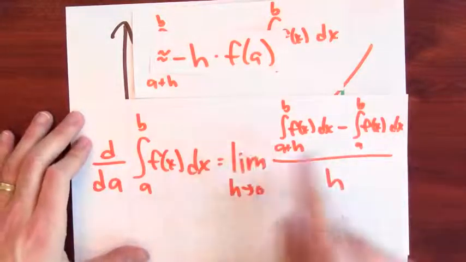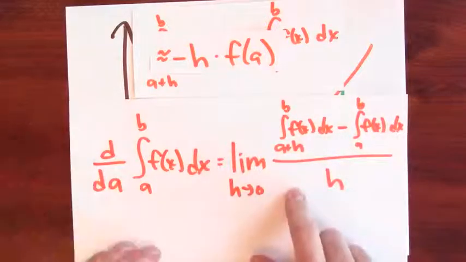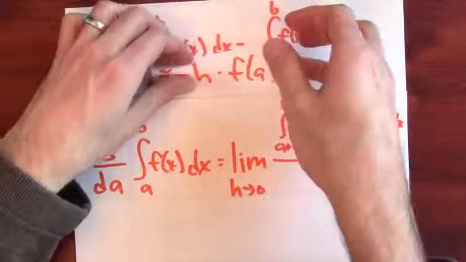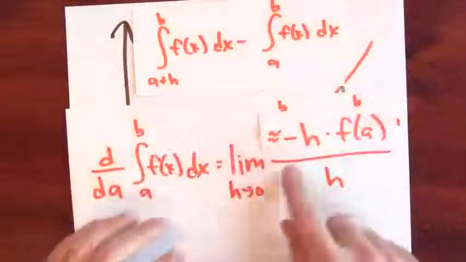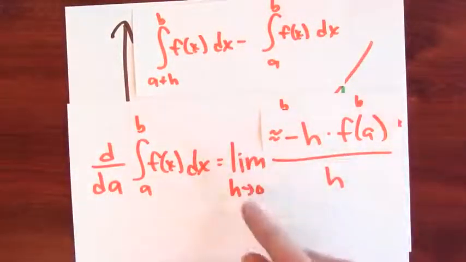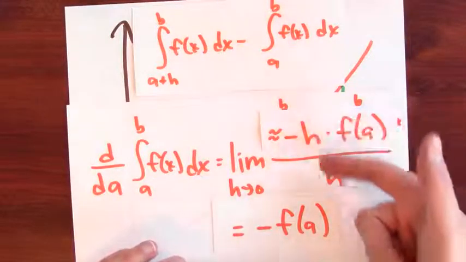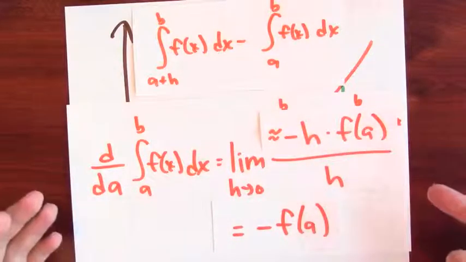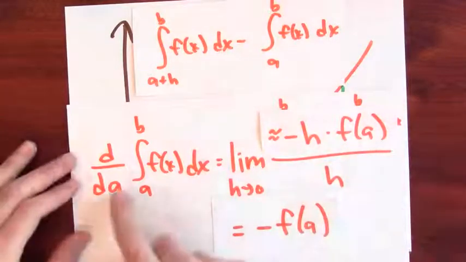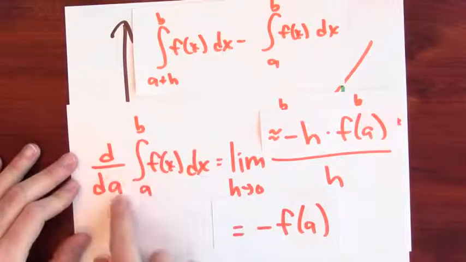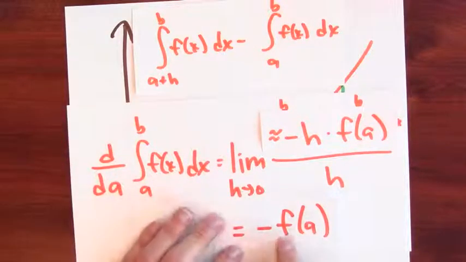That means I'm trying to take the limit of this difference quotient. But the numerator here, we just saw, is approximately negative h times f of a. And that means in the limit, I expect to get an answer of just negative f of a. These h's will cancel in the limit. And that's exactly what I hope for, right? The derivative of the integral from a to b with respect to the left-hand endpoint a is negative f of a.